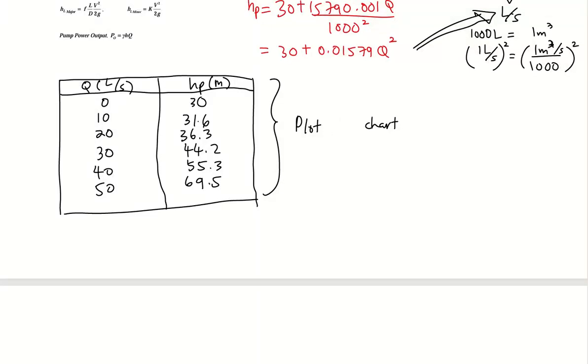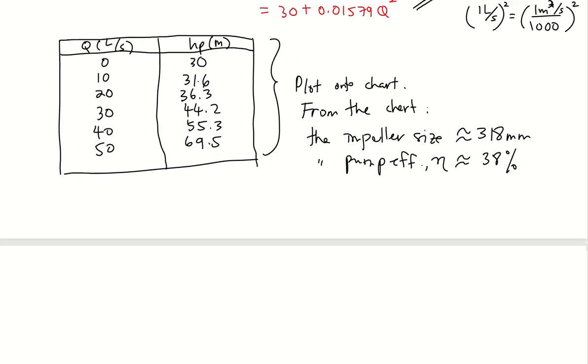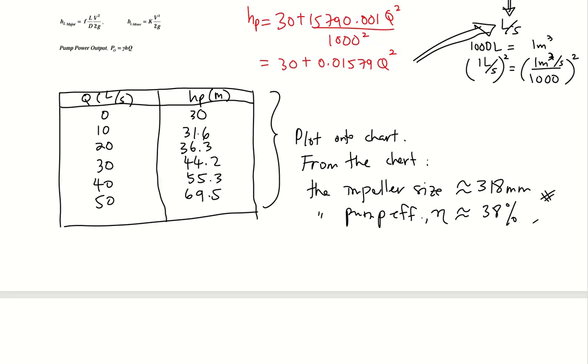I write it in my answer script. From the chart, the impeller size is approximately 318 mm, while the pump efficiency, which is this notation or this symbol, is about 38% or 0.38. All right, so now we have answered question A.